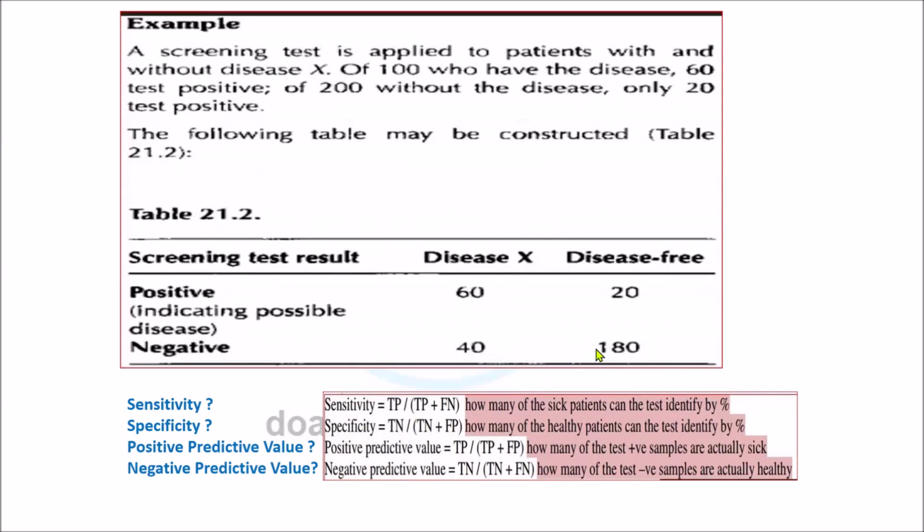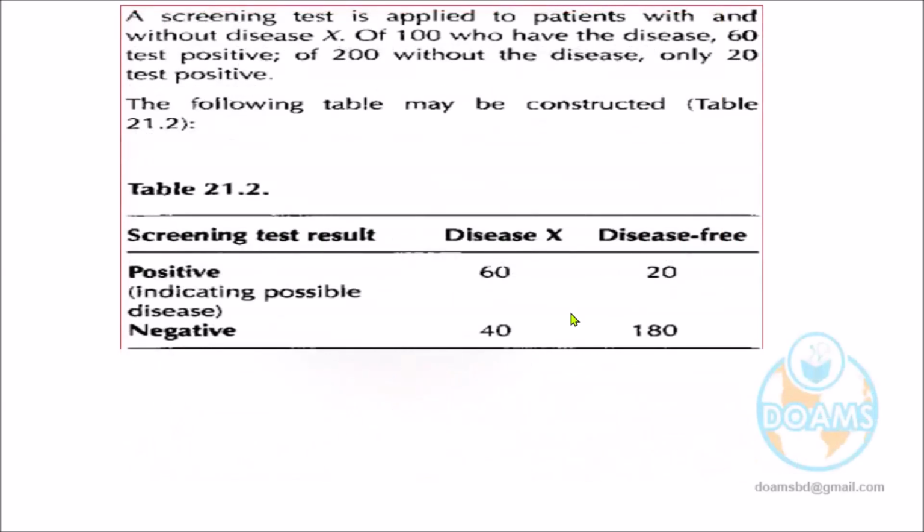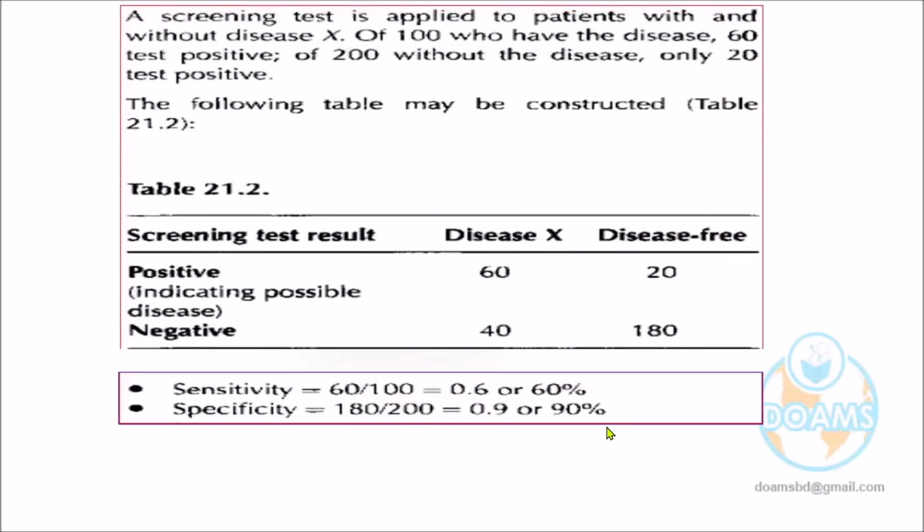You put the TN, true negative, is 180. So the numerator will be 180, and the denominator will be 200. 180 divided by 200, right? So your calculation will be 90% specificity.